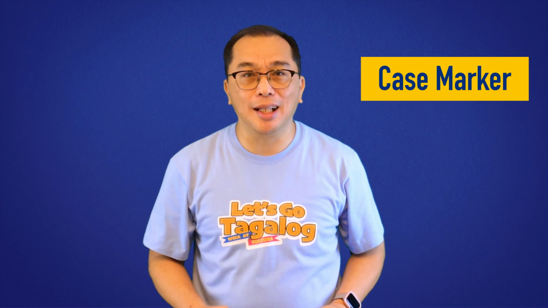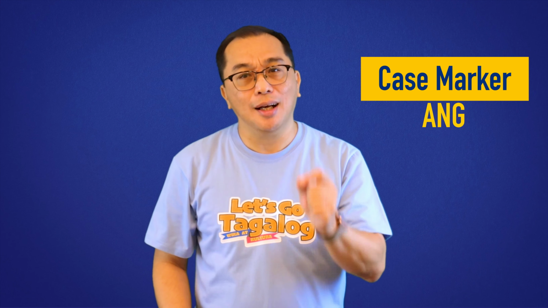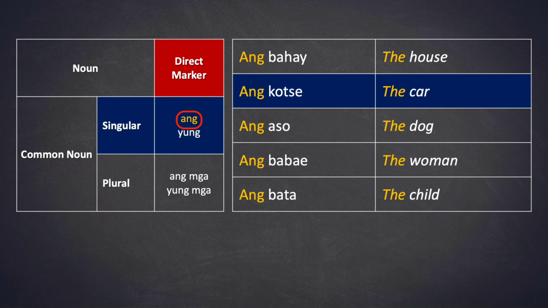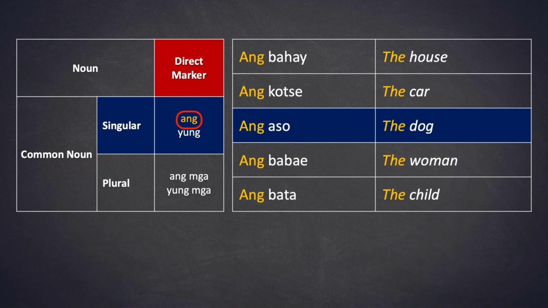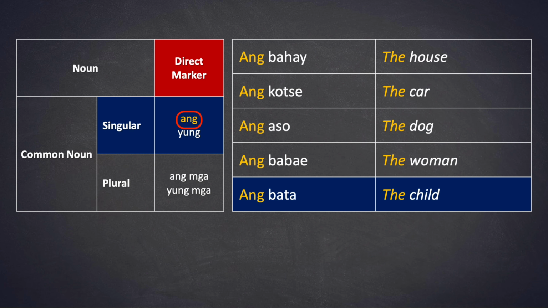So, tara, simulan na natin. As I have discussed in the last video, the easiest way to understand what ang is, is to think that it does the same thing as the in English. Like, ang bahay, the house. Ang kotse, the car. Ang aso, the dog. Ang babae, the woman. Ang bata, the child.